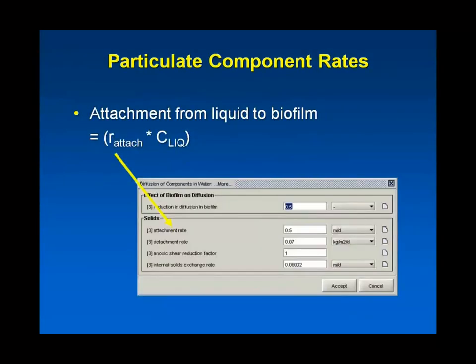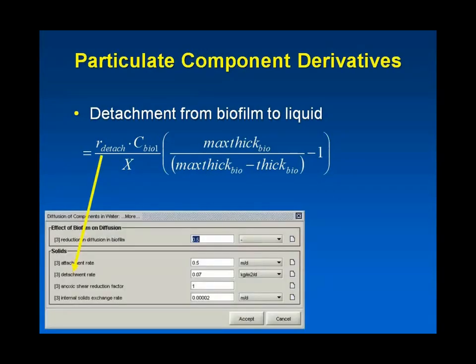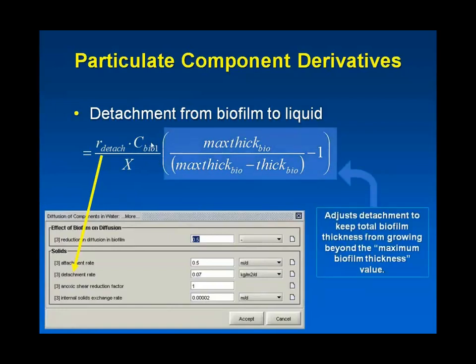Now lastly, attachment and detachment are done with 2 separate equations in GPS-X. Our attachment from the liquid, that's attachment of solids from the liquid to that outermost biofilm layer, is a simple first order rate that's proportional to the concentration of those solids out there in the liquid. The detachment is a little more complex because it's the thing that's going to regulate the thickness of the biofilm. So we've got 2 or 3 different things going on here. We have a detachment rate that is proportional to the concentration of that biomass out there. And then we have the concentration of the particulate component that's in that biofilm layer.